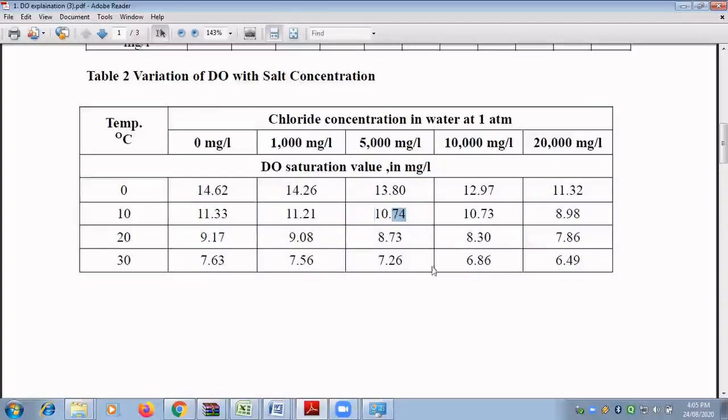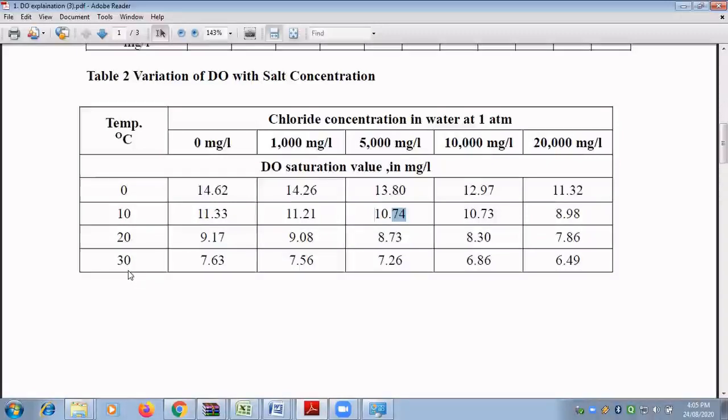Similarly, the same trend of reduction in the DO saturation value is observed for all the other temperatures. So the relation remains the same. At a given temperature and a given pressure, if the chloride concentration is changed, the DO saturation value is going to be changed, right?